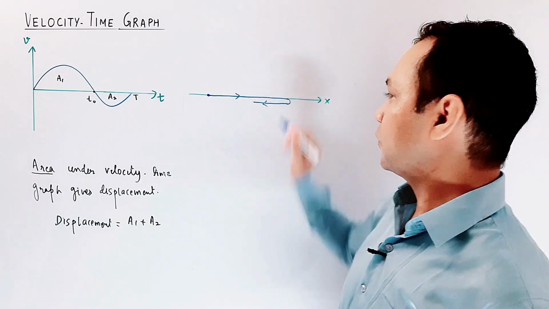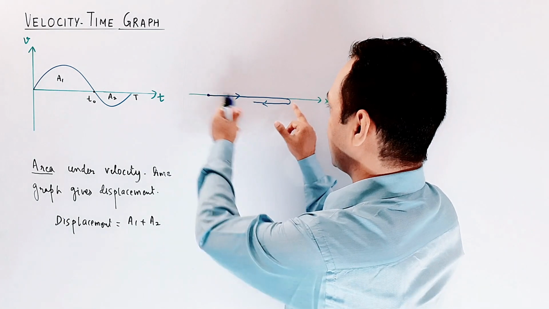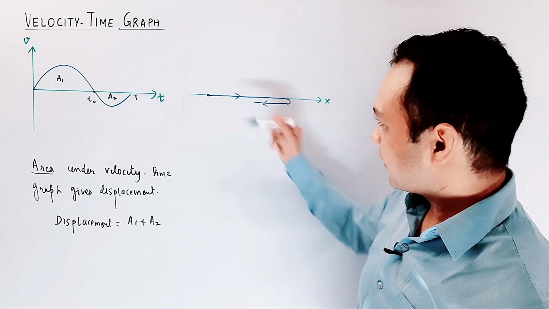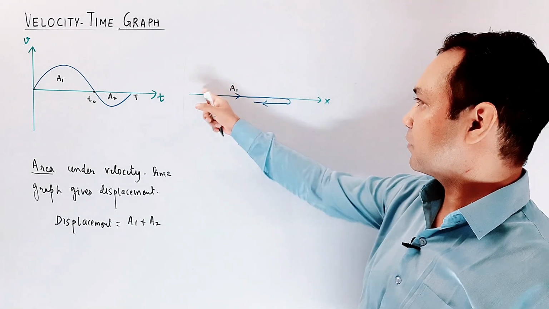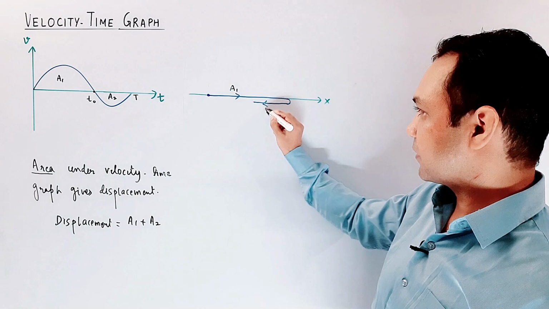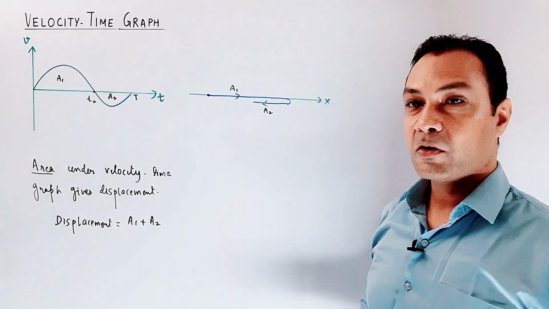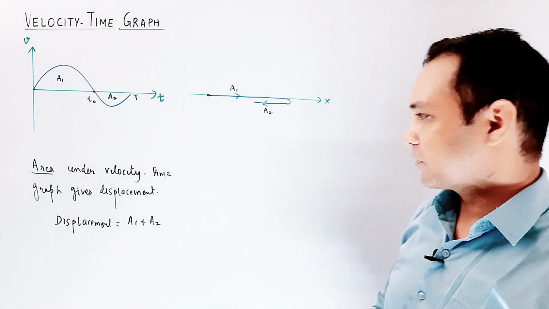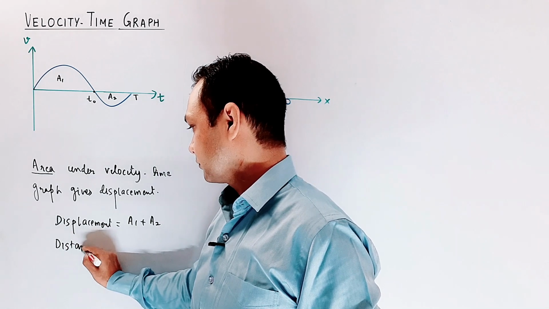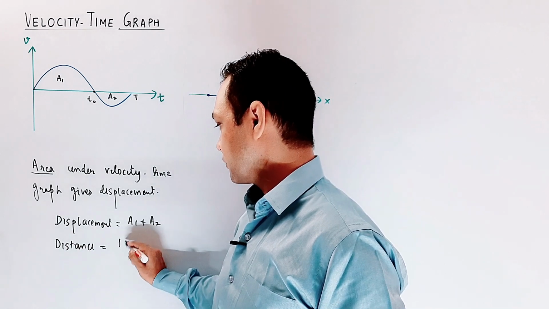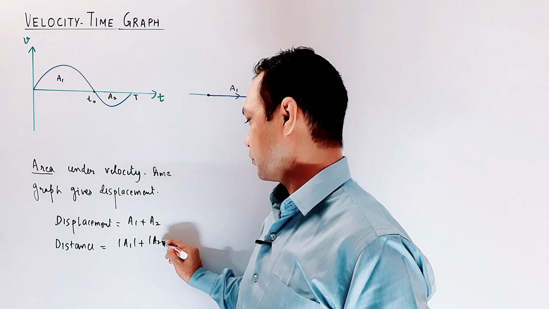So if we see the overall distance, distance is the sum of distance in this part and this part. This area is A1, so the magnitude of A1 is the distance, and this area is A2, and mod A2 will be the distance from here to here. So if we want to calculate the overall distance, distance can't be negative, so we need to do just one thing: mod A1 plus mod A2.